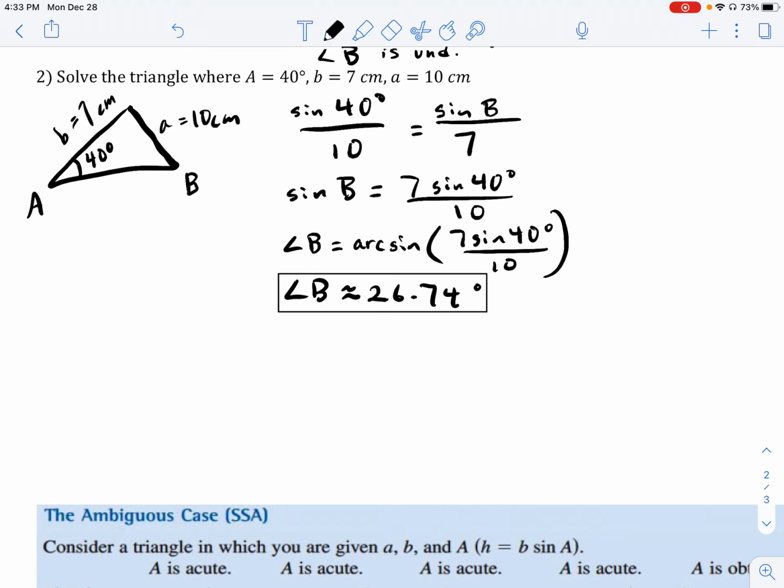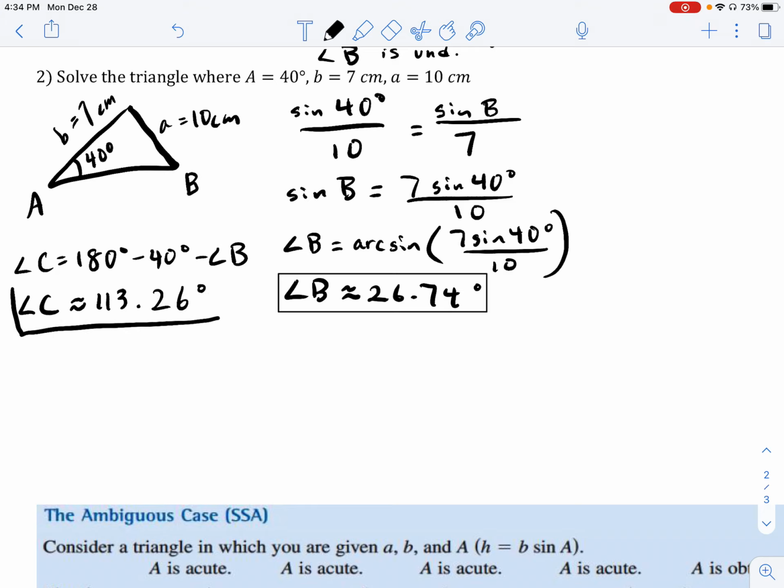How would we find angle C? Well, angle C would be 180 minus the two angles that we've now found. So minus 40 degrees, which was given, minus this angle B that we just found. And so angle C right now is approximately equal to 113.26 degrees. So we've just figured out our angle C.